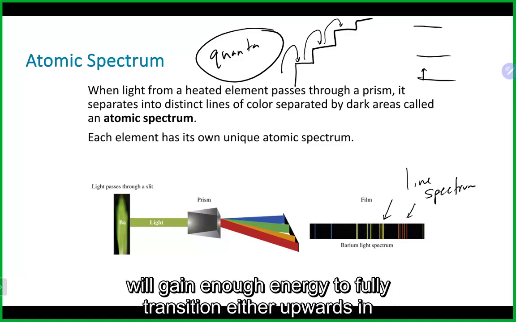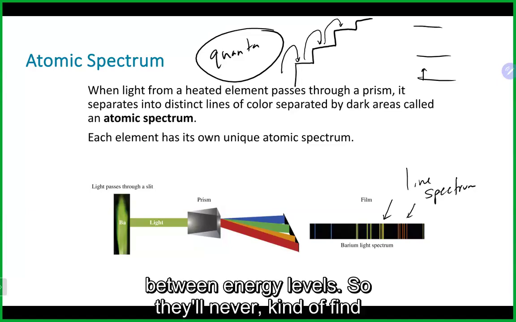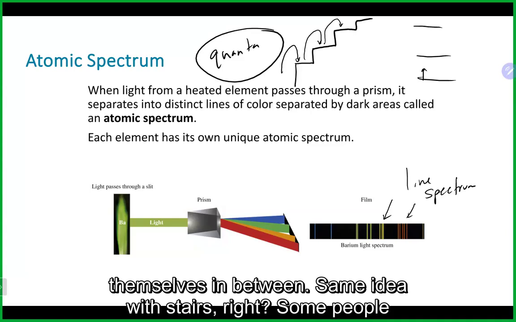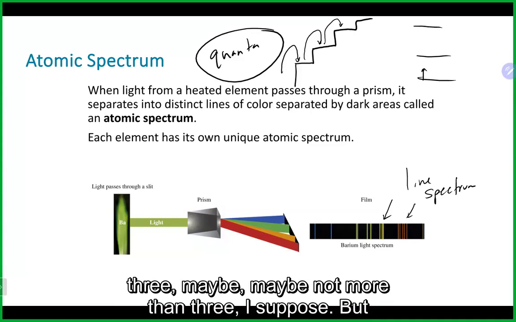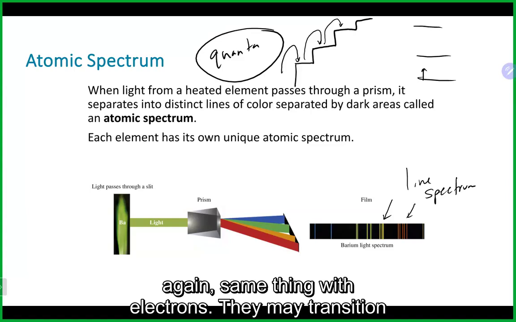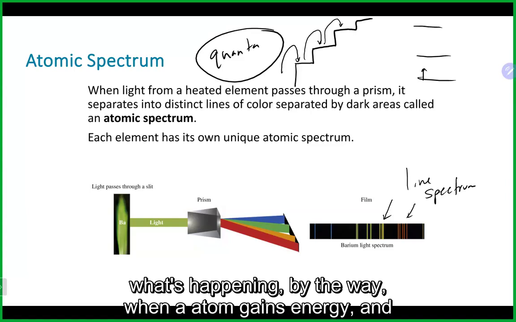They will gain enough energy to fully transition either upwards in energy or downwards in energy. They won't find themselves in between energy levels. So they'll never find themselves in between. Same idea with stairs, right? Some people maybe do 2 stairs at a time, going up or down, or 3 maybe. Maybe not more than 3, I suppose. But again, same thing with electrons. They may transition one energy level, 2 or 3 or 4, depending on what's happening.